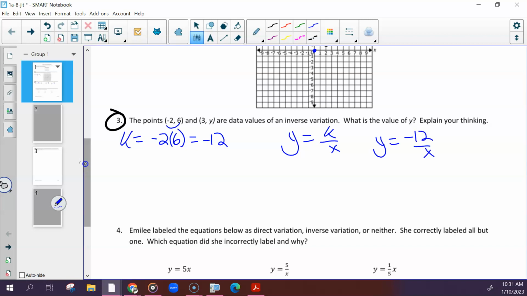And then look at the pieces and parts we're given and missing. We know that x is 3. We don't know what y is, so put 3 in for x and find your y value. So if you got -4, that was correct. If you double check to see, does this work? 3 times -4 does give us -12, so that does indeed work. Questions on that one?